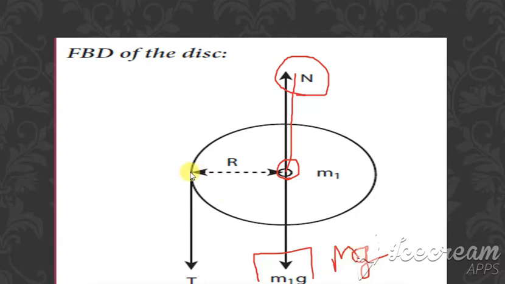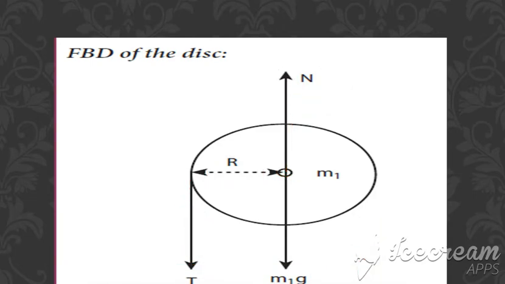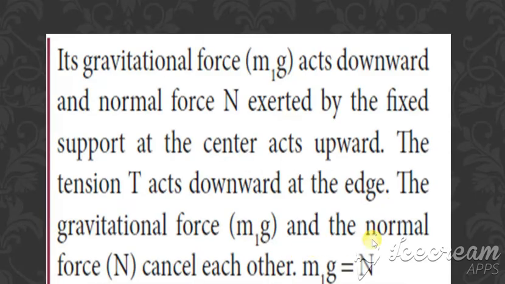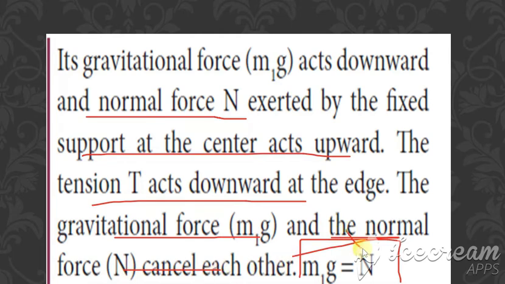Clear? And this object is tied to the other object, is it not? So whenever there is a string, there acts a tension. So here we are writing the tension. So N, m1 g, and T, that is what we have to know in this, and here we have the radius. Clear? So using this, if you write the equation, we get m1 g is equal to N, because they both are in the opposite direction. Here we are saying that the normal force acting upward and the gravitational force acting downward cancel each other because they are in the opposite direction. So we are writing it as m1 g is equal to N.